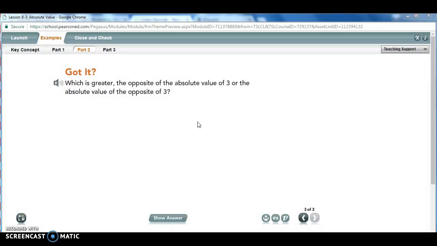Got it problem, part 2, it's the second one. Which is greater, the opposite of the absolute value of 3, or the absolute value of the opposite of 3?